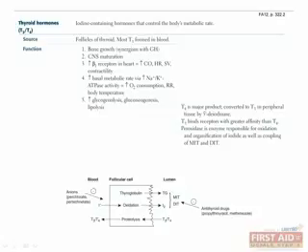Additionally, thyroid hormone upregulates the number of beta-1 receptors in the heart, which leads to an increase in heart rate, stroke volume, contractility, and therefore cardiac output as well. This is the reason why hyperthyroidism is associated with palpitations.